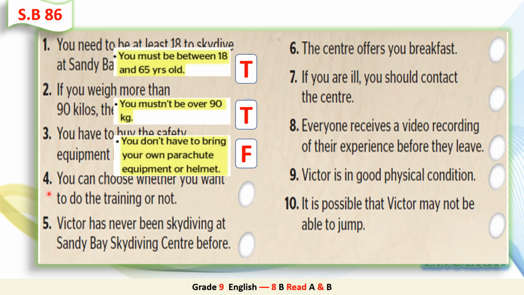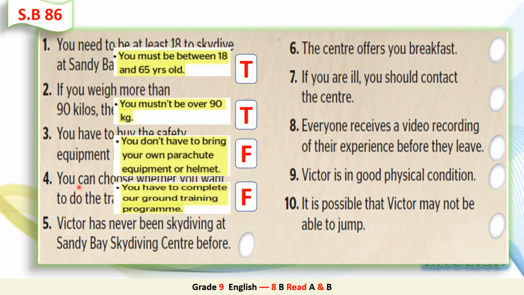Now let's go to number 4. You can choose whether you want to do the training or not. The sentence says it's up to you whether to do the training or not. Now, what do you think? Is it true or false according to the texts? Great, it's false. Could you tell me why? Very good. Because it says you have to complete our ground training program. So there is a ground training program that you have to complete. So it's not up to you.